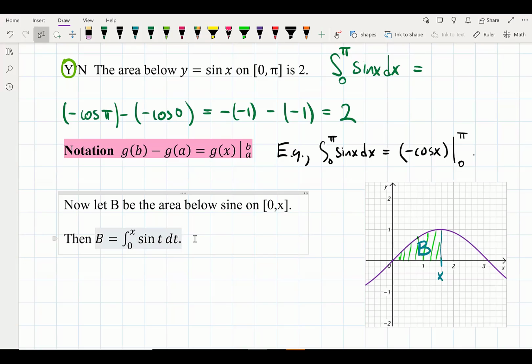So apparently B is equal to negative cos t evaluated from 0 to x, which is negative cos x plus 1.